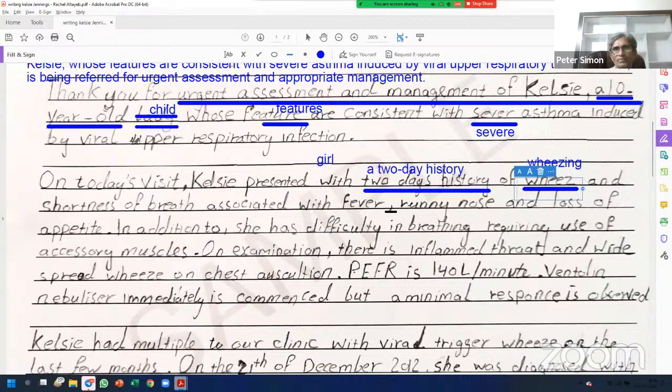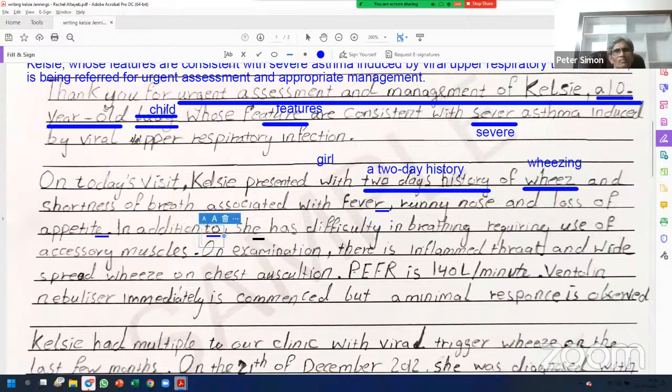The comma should be immediately after fever. Runny nose and loss of appetite. That's good. Full stop. See, you are leaving the same space on this side and this side. No, no space is required before a full stop. No space before full stop. Here also no space before fever. Runny nose and loss of appetite. In addition, to is not needed. In addition to that is not necessary.